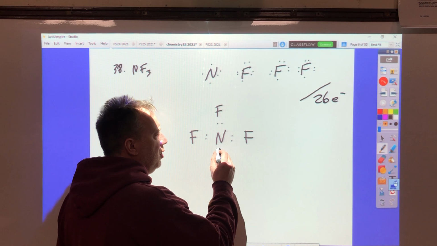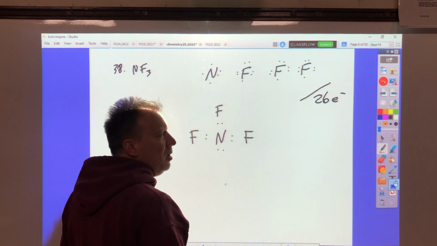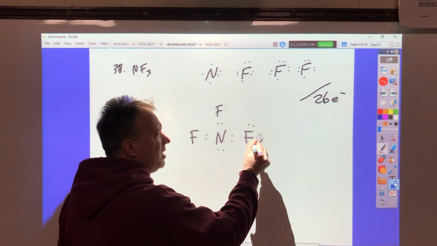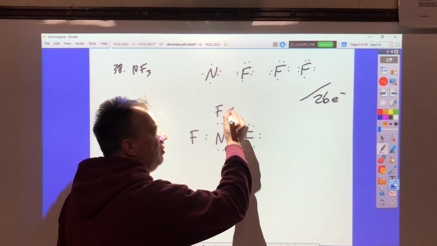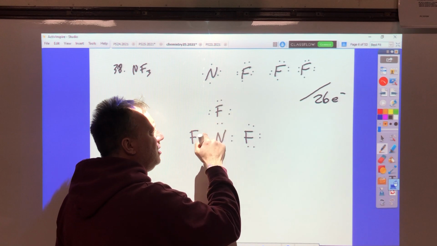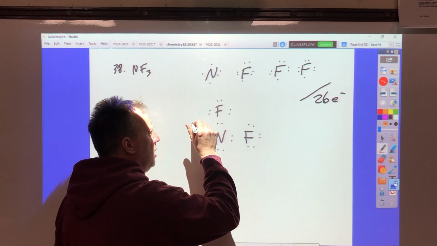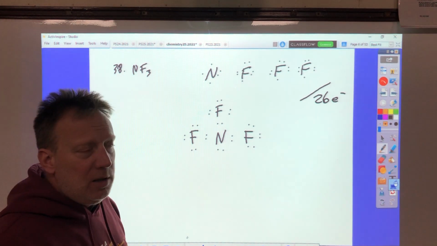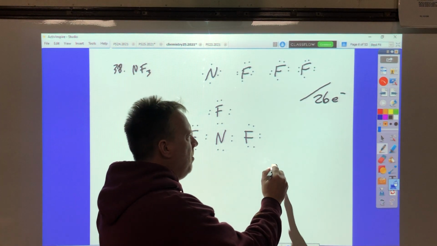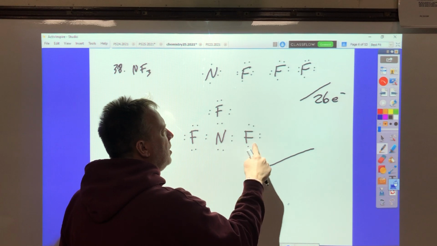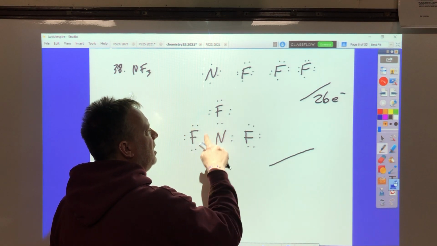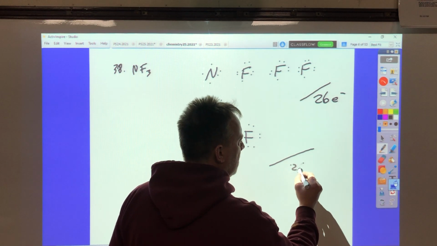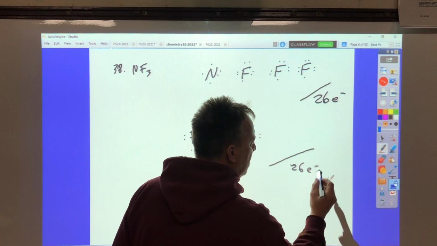Nitrogen gets 8, so 2 more. 2, 4, 6, 8. Fluorine gets 8. 2, 4, 6, 8. 2, 4, 6, 8. Then add them up. 8, 16, 24, 26. So this is going to work out. It's a simple enough one.